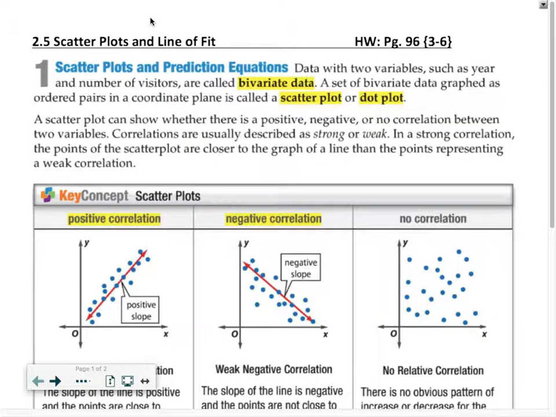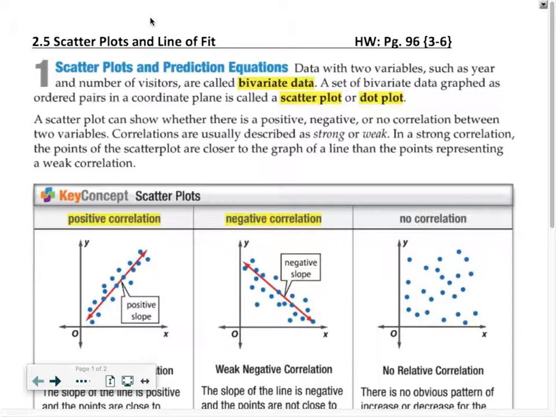Data with two variables, such as a year and number of visitors, are called bivariate data. So, if you're talking about like a national park, each year there's some number of visitors. That's what we're talking about, bivariate data. Okay, two variables. A set of bivariate data graphed as ordered pairs in a coordinate plane is called a scatter plot, and so that's what we're going to be looking at.